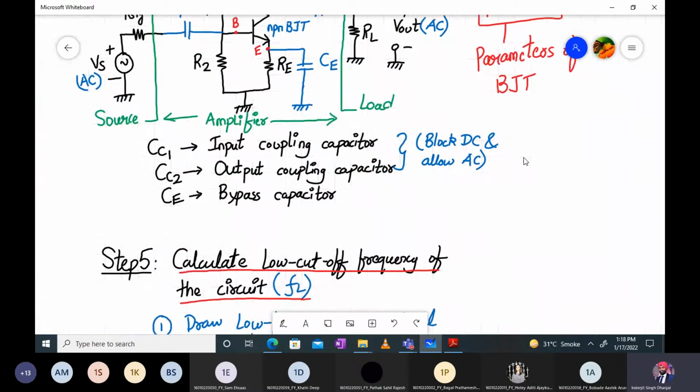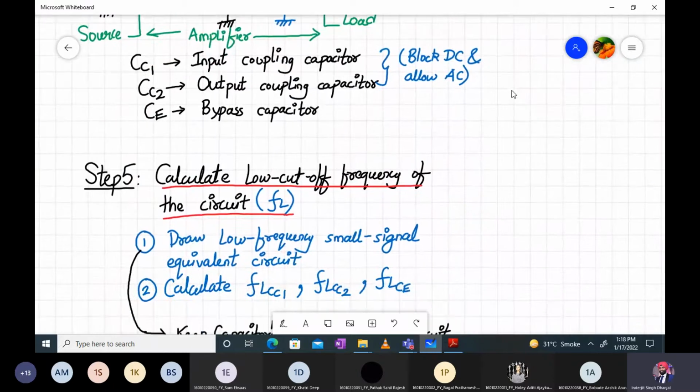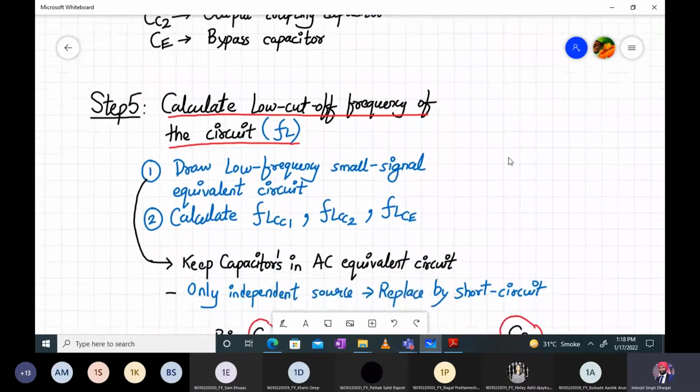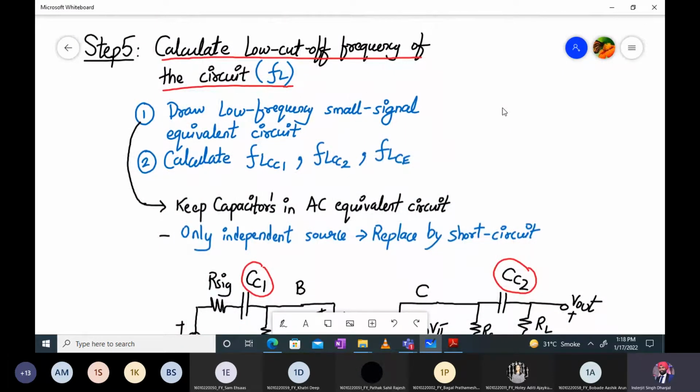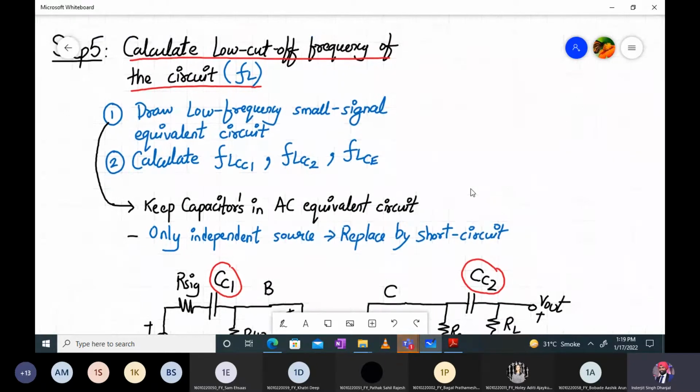Along with the formula. I am not repeating steps 1 to 4, which were already covered in the last lecture. But in step 5, we were on the verge of calculating the low frequency response of the circuit, that is FL, right? And we will see exactly today why it is called the low frequency response.